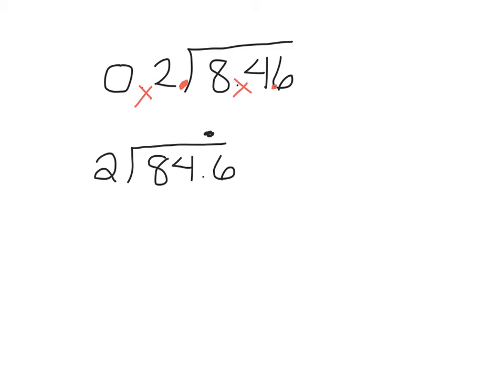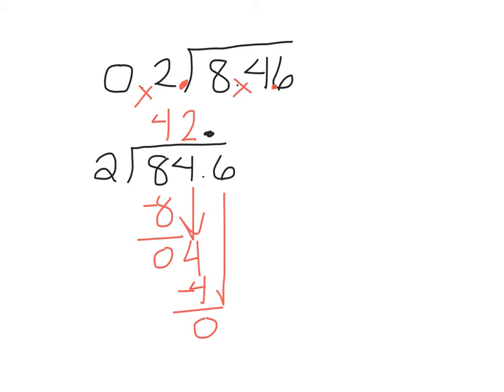So now I have 2 goes into 8 4 times. 2 times 4 is 8, and I subtract. Bring down the 4. 2 goes into 4 2 times. 2 times 2 is 4. I subtract, and I bring down the 6. 2 goes into 6 3 times, and that would be 6. And then I subtract, and I have 0. So my answer would be 42.3. And my estimate was 40, which is very close to 42.3.